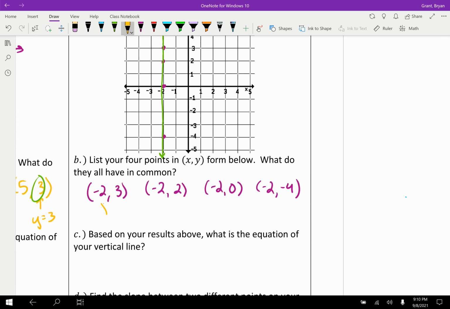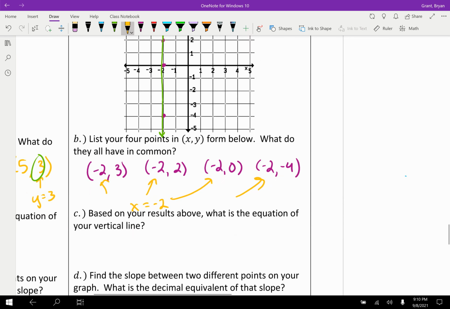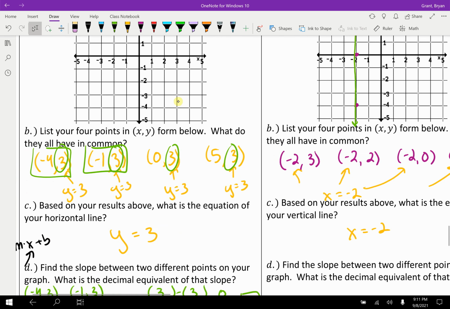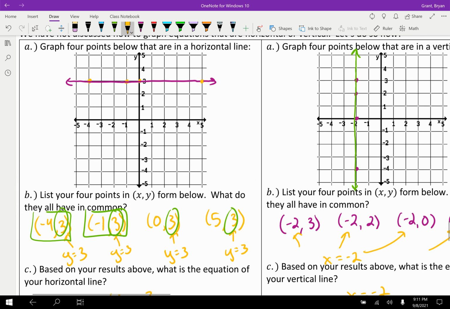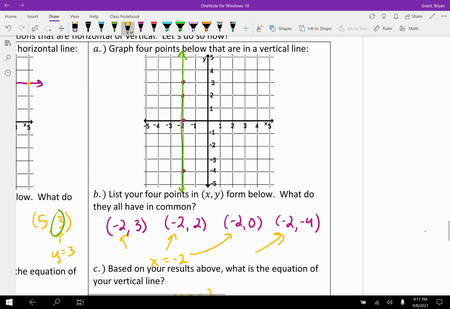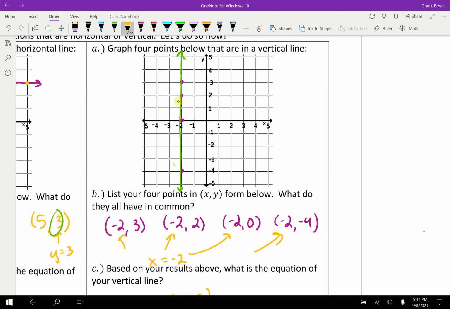Well, it looks to me that each of these points has an x that's equal to -2. Based on your results above, what do you think the equation of that vertical line is? Oh, you're right. The equation is x equals -2. Just like the other one. When we had y, you'll notice that our horizontal line went through the y-axis. When you have x, our line goes through the x-axis.